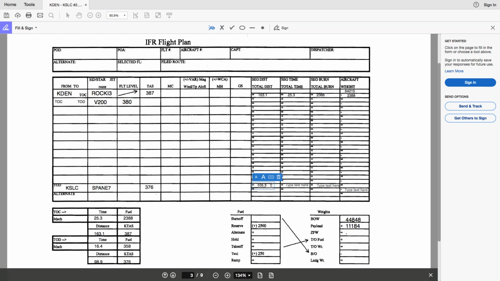Going back, so you take the total minus? Total distance minus your top of climb and your top of descent. That's going to give you the mileage of your en route section, and that's where you're working with these other numbers: total distance minus top of climb, top of descent.